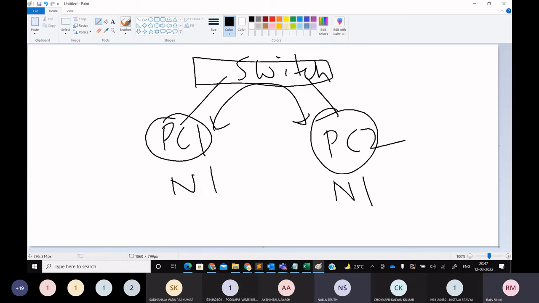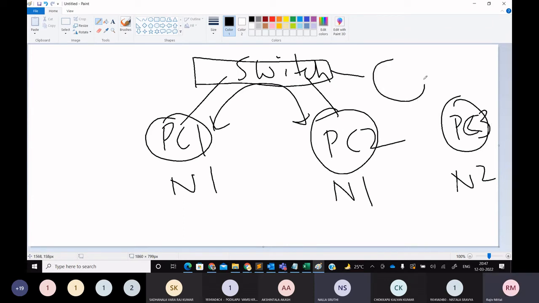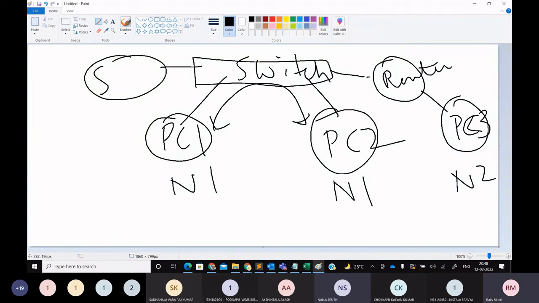For example, let's say there is one more PC. It is in network 2, but you found that PC1 and PC2 are able to connect to PC3. That means it must be coming through a router. Or, if you go a little advanced, it can be a switch at layer 3.